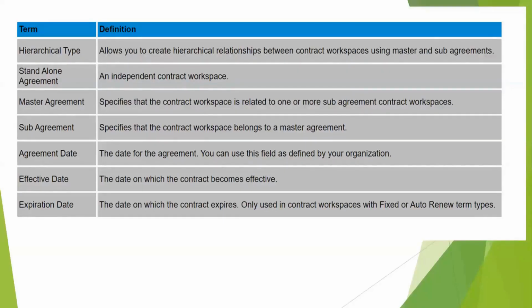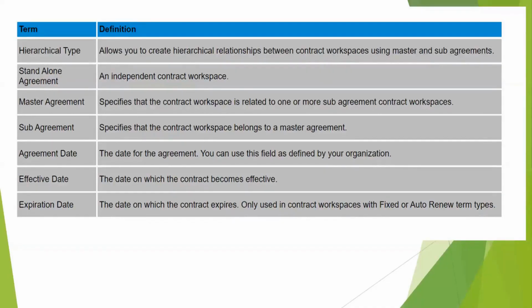When you are defining a contract as a master agreement, you expect that sub-agreements will be created under that particular contract. If you are creating a sub-agreement, the system will ask you what your master agreement is. You need to select the master agreement, then create. If you don't want to follow this master and sub-agreement structure, there is a standalone agreement, which is independent.